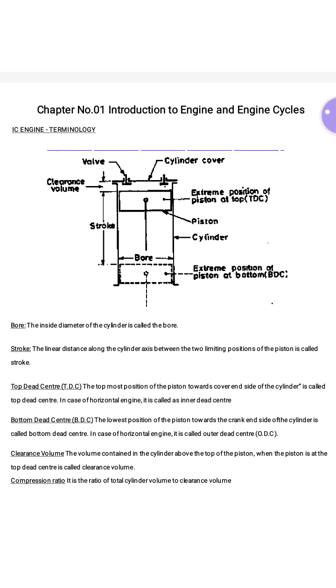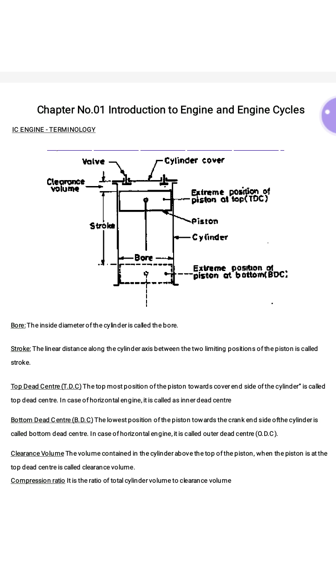Next is top dead center, that is TDC. The topmost position of the piston towards the cover or cylinder head is called the top dead center. In the case of a horizontal engine, it is called the inner dead center. The top dead center means the farthest distance of the piston from the crankshaft. It is called the TDC position.